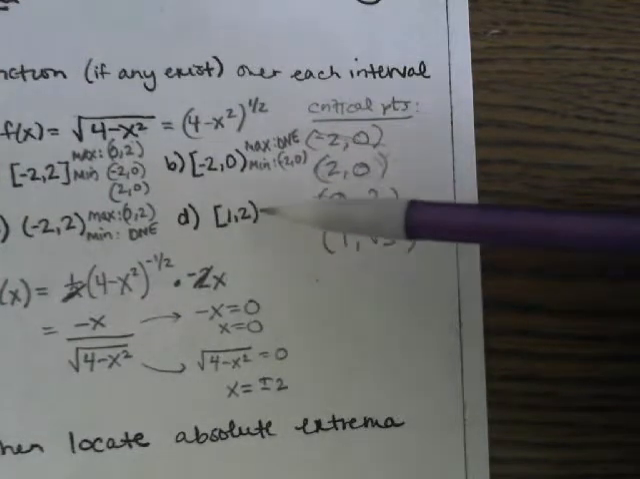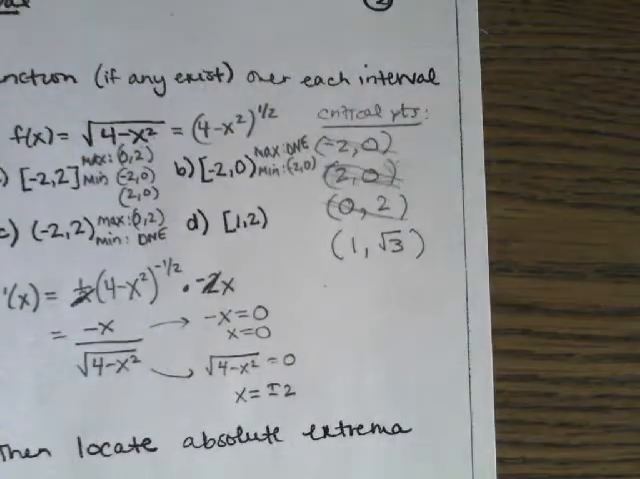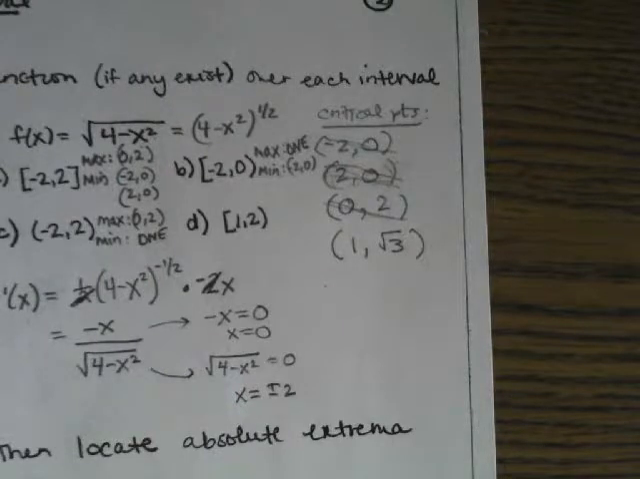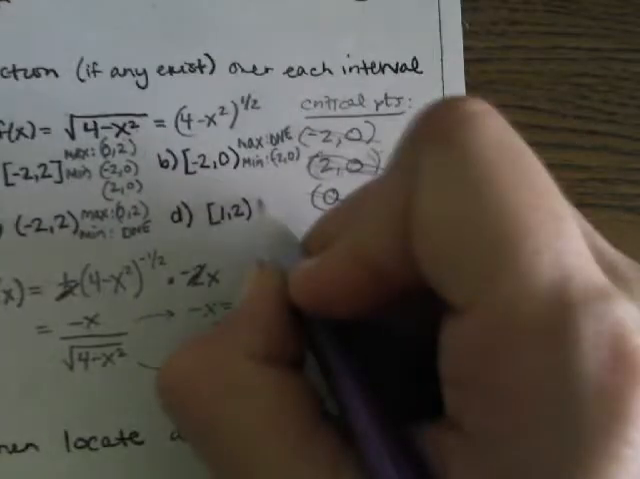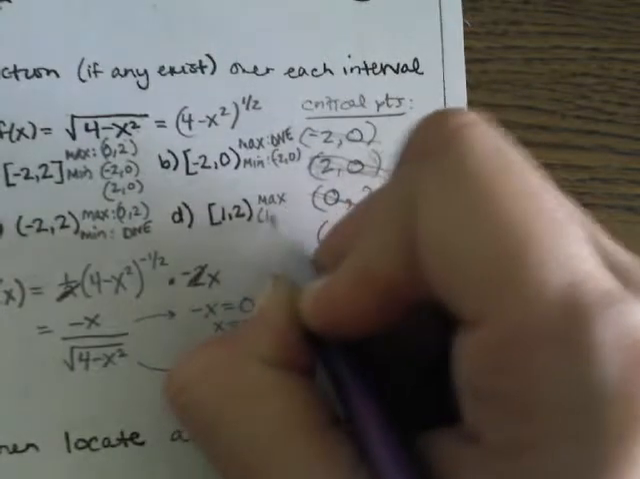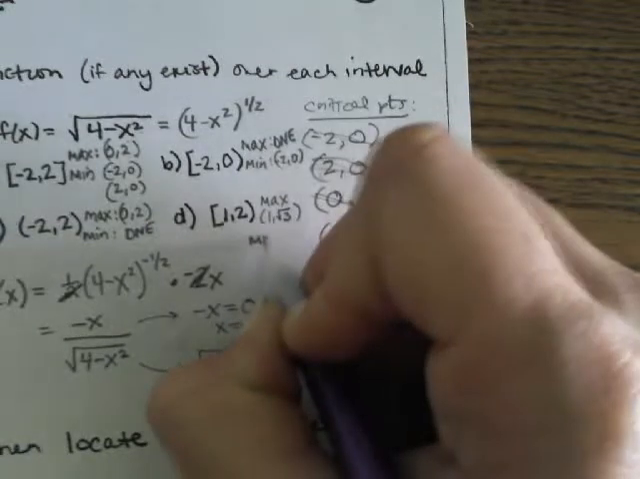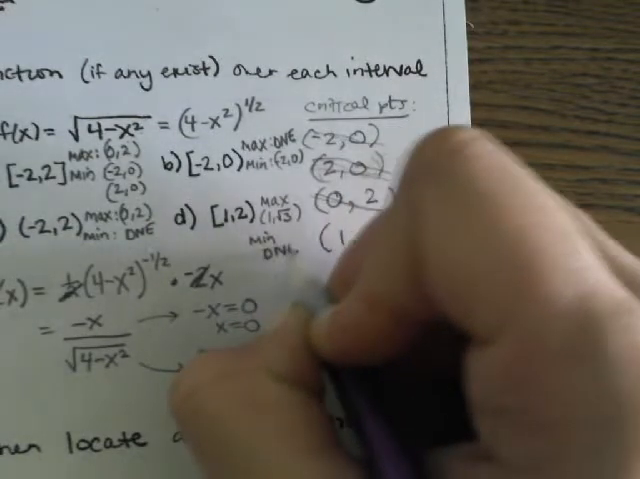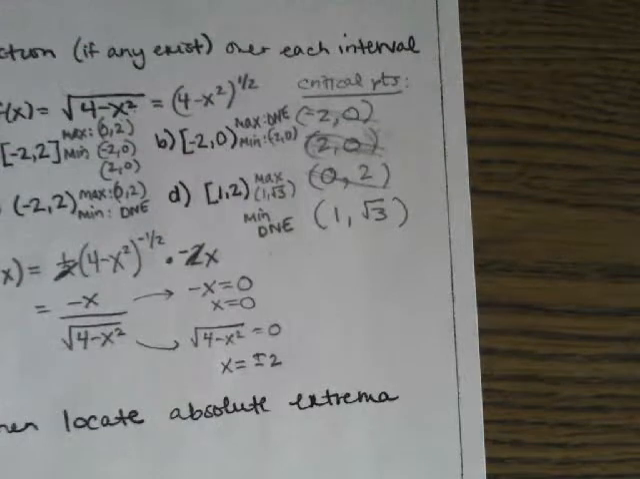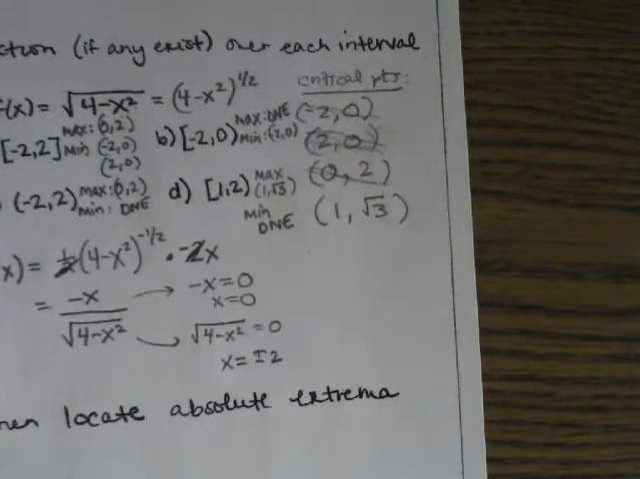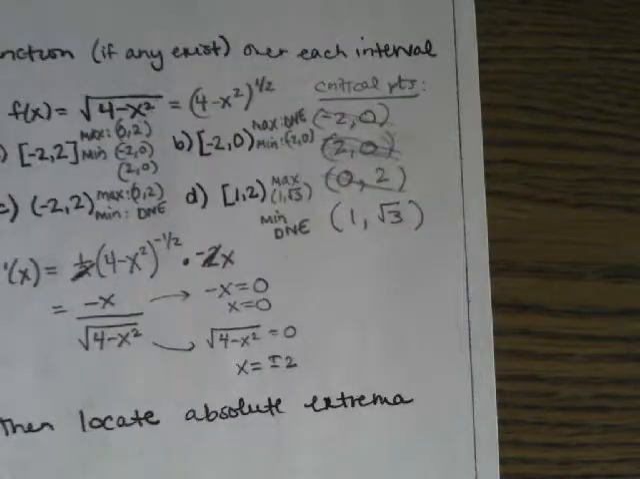So what's my max? Yep. Max is 1, radical 3. And what's my minimum? Does not exist. Okie doke. So pay attention to your intervals, whether or not we're including endpoints or not. Understand what happens when it's an open interval and you're approaching an open circle, that absolute max or min does not exist.